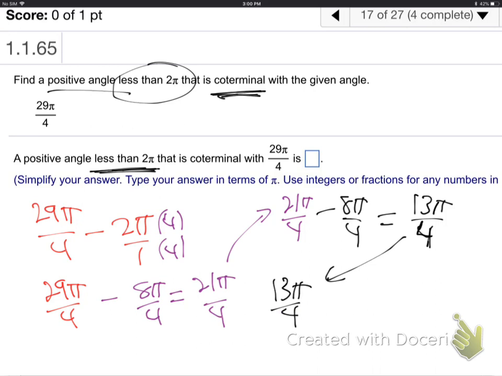One last time, subtract 8 pi over 4, a fancy 2 pi. That leaves 5 pi over 4. Done. That's less than 2 pi, isn't it? 4 only goes into 5 one time. There's my answer. That's the same spot as the original 29 pi over 4. Same ending place, because I just took out a bunch of full circles, a bunch of 2 pi's.